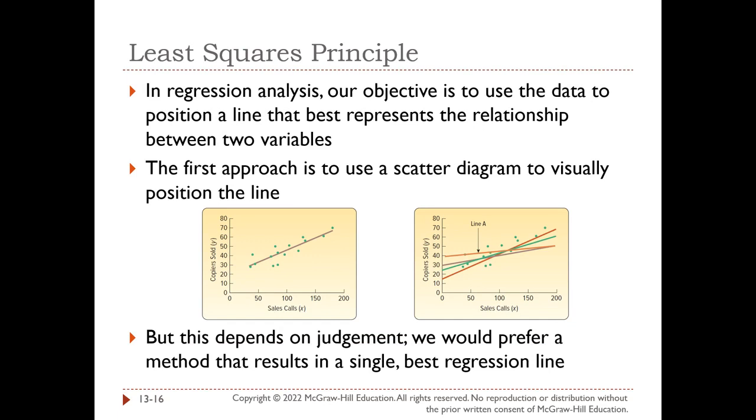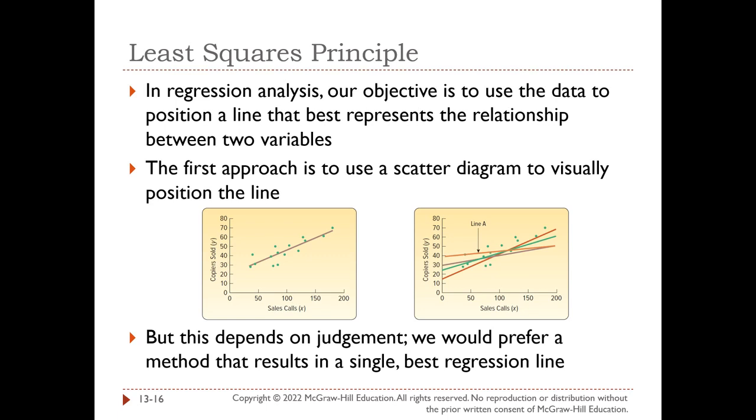When we look at regression analysis, our objective is to use the data to position a line that best represents the relationship between the two variables. So we're really trying to find the best line. Now, the first approach is to use a scatter diagram to visually position the line. But there could be multiple lines that can be used, so it depends on judgment. We would prefer a method that results in a single best line. That's really all we're looking for, the best line so we can properly predict what would happen. That's what we're trying to do, get that estimate going.